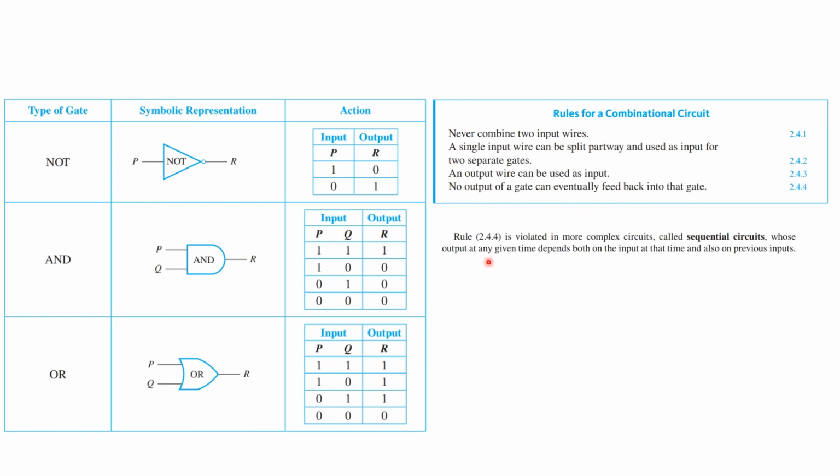Now we relax this last constraint later when we talk about sequential circuits, and we're running a little bit out of time, but I will make it a point to talk about sequential circuits. So the output can cycle back, and so the output at any time depends both on the input at the time and also on previous inputs that were given.